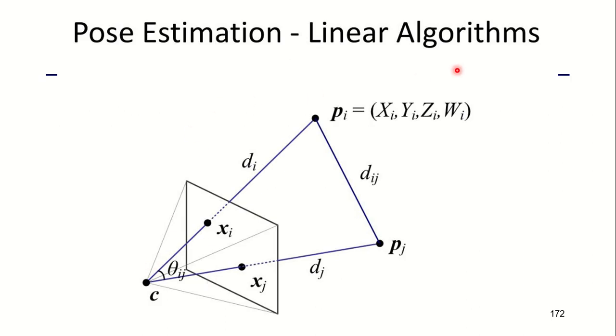So an example for pose estimation linear algorithm: these are the projection points Pi and Pj, and the distance between Pi and Pj is given by Dij, where Di is the distance of the projection point i from the center. Similarly, Dj is the distance between the projection point j and the center. And the angle subtended between the two projection points is theta ij. So Pi is denoted as xi, yi, zi, wi. Similarly for Pj, it is xj, yj, zj, wj.